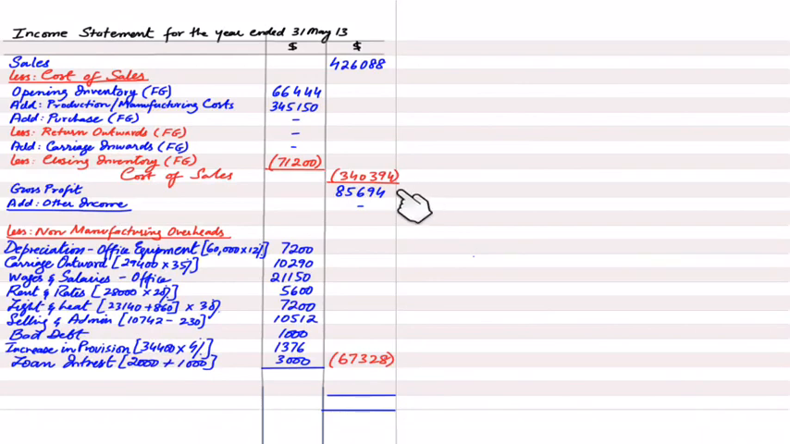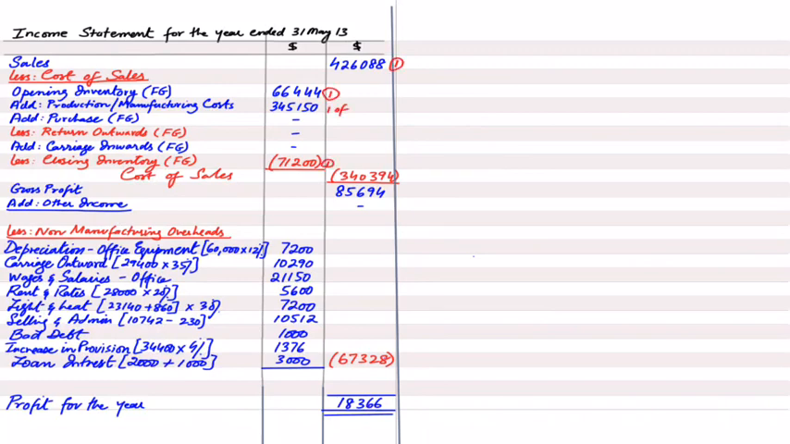Then we'll be deducting expenses, non-manufacturing overhead, from the gross profit figure in order to get the final profit figure for the outlet, that is, profit for the year. Dear students, lastly we need to make a statement of financial position, also known as balance sheet, for this question.